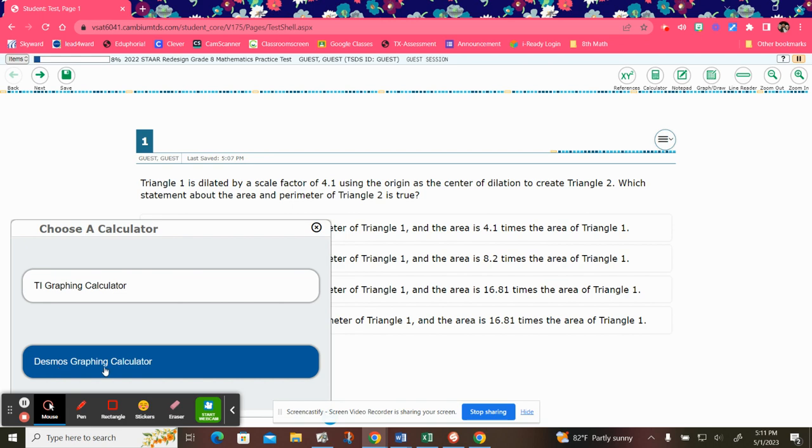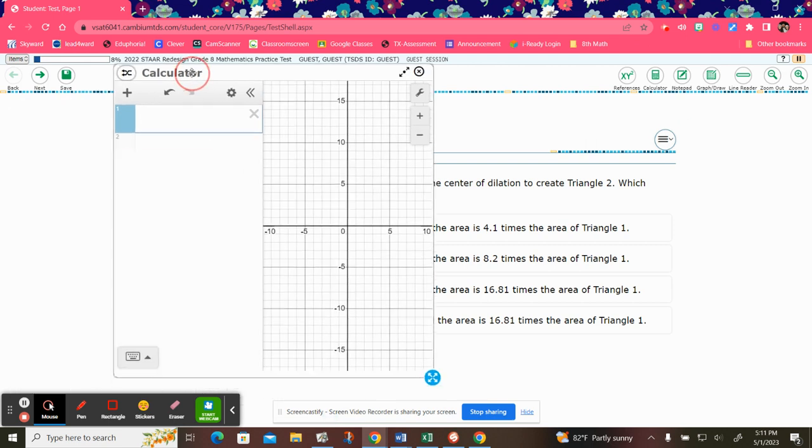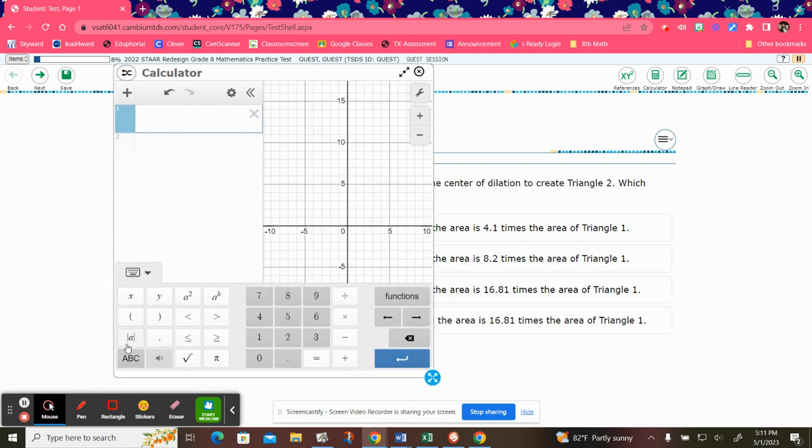I would like you to pick Desmos Graphing Calculator. And right here is where you can do your calculations. So what you would need to do is click the keypad. And there you go, you can type it in. So let's say you need to do 2 times 3/5. So you would type in 2 times, and then to do a fraction, you're just going to do divide. 3/5. There you go. Click enter, and now you can do your next problem.